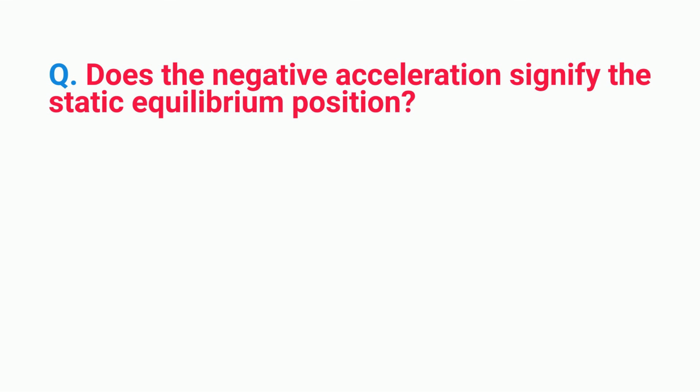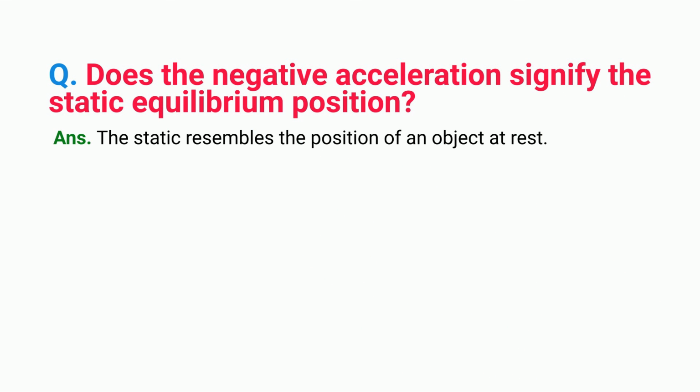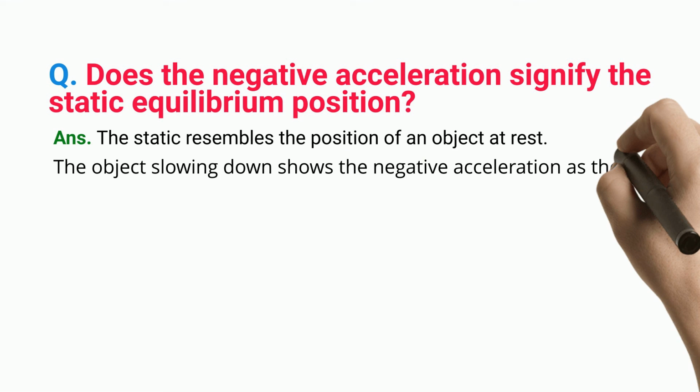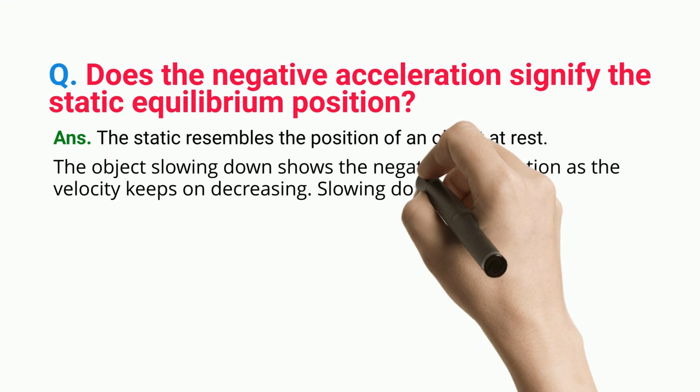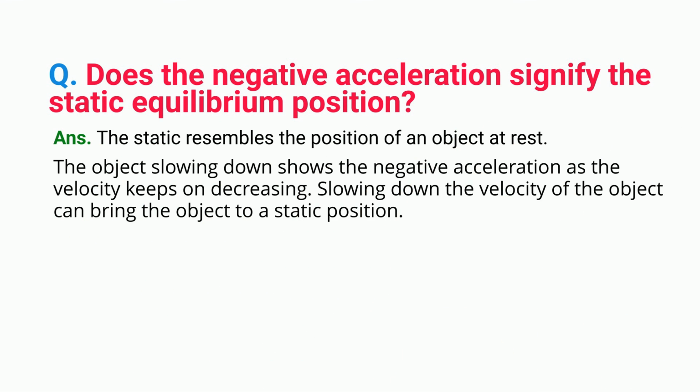Does the negative acceleration signify the static equilibrium position? The static resembles the position of an object at rest. The object slowing down shows the negative acceleration as the velocity keeps on decreasing. Slowing down the velocity of the object can bring the object to a static position.